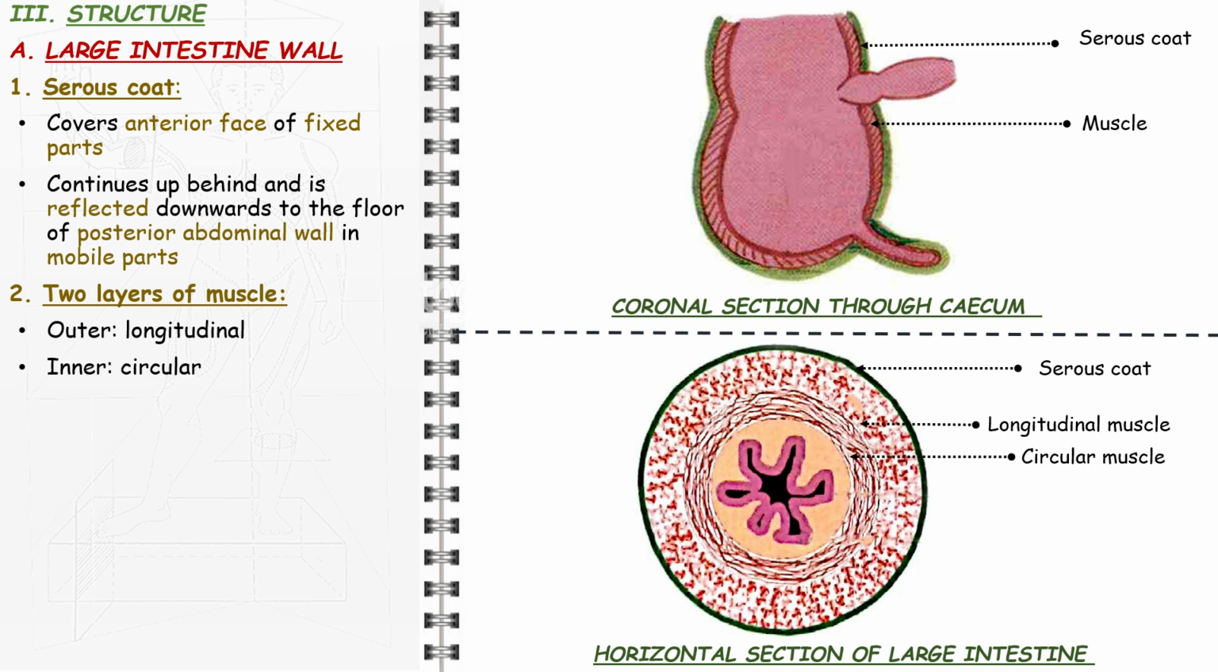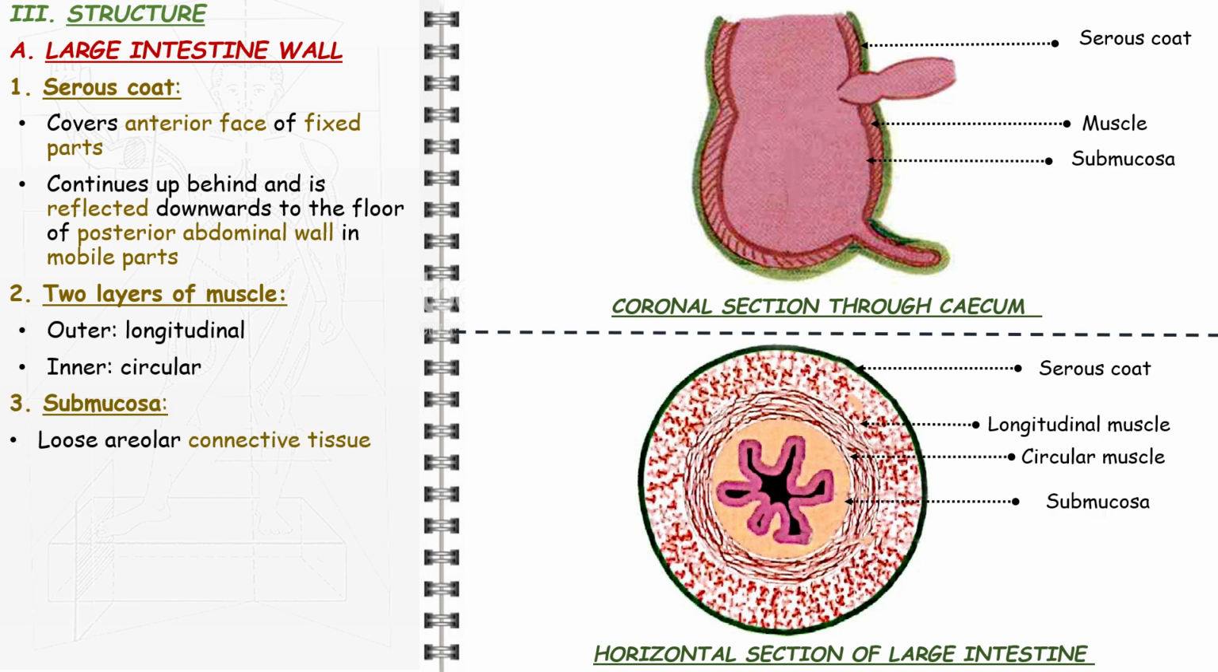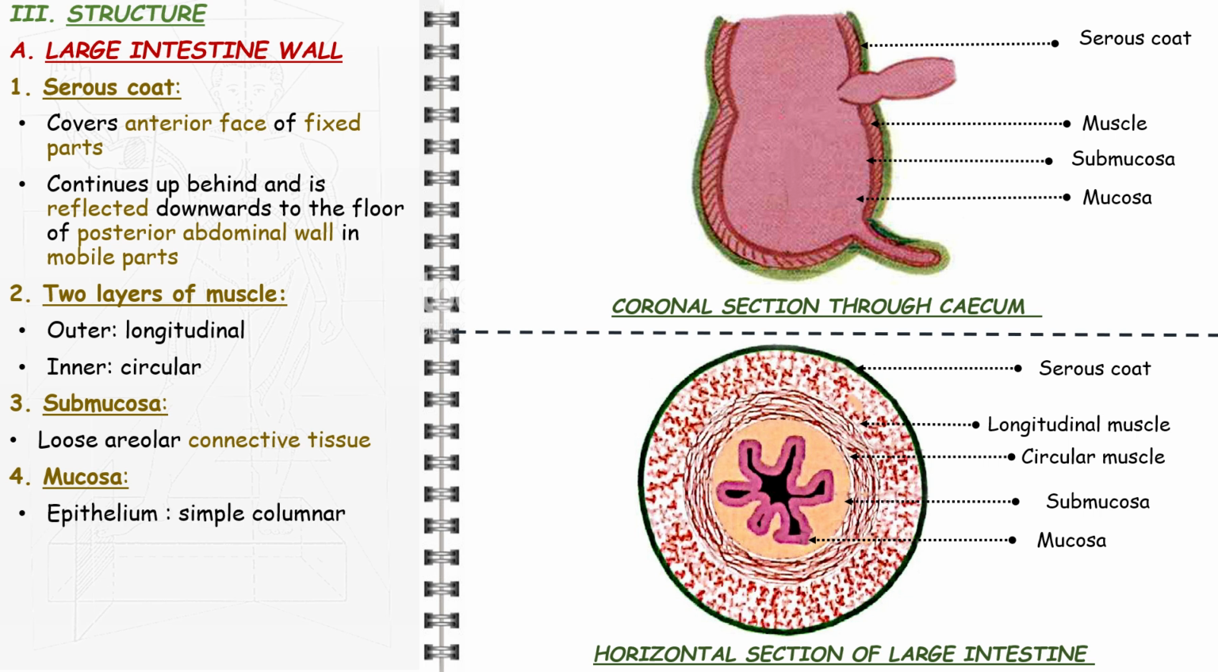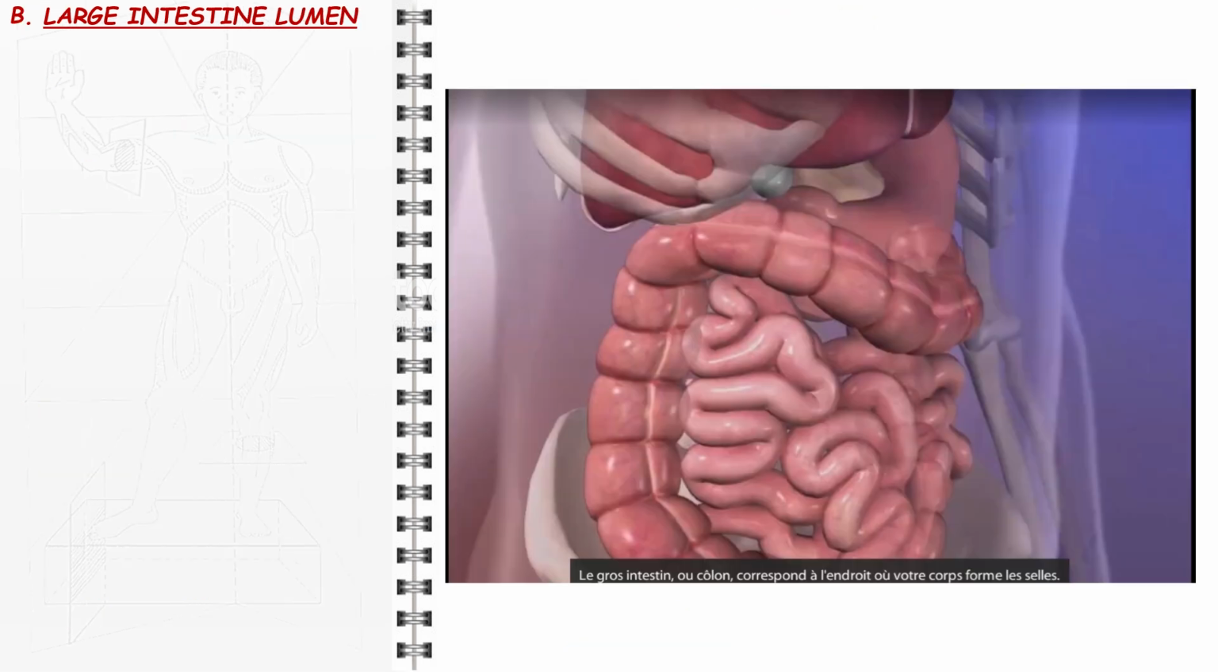The submucosa is a loose areolar connective tissue rich in vessels, lymphatics and nerves. The mucosa is secretory, absorptive and protective. It lacks villi and contains crypts. The epithelium is simple and columnar, rich in mucous cells. The lamina propria is rich in vessels and nerves. The muscularis mucosae is very thin and is made of smooth muscle cells.